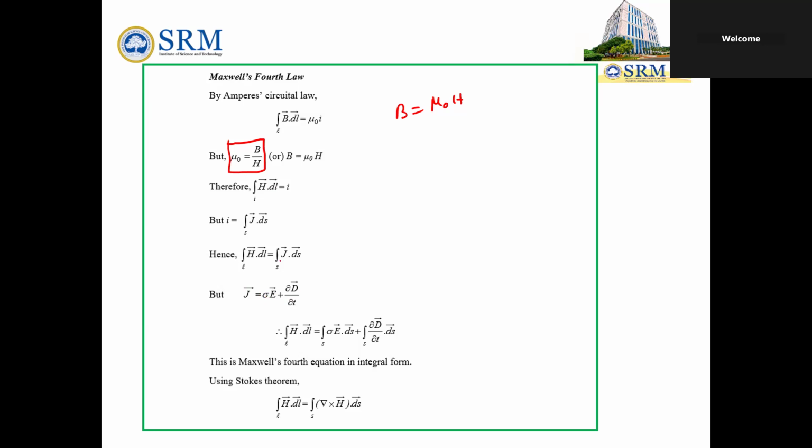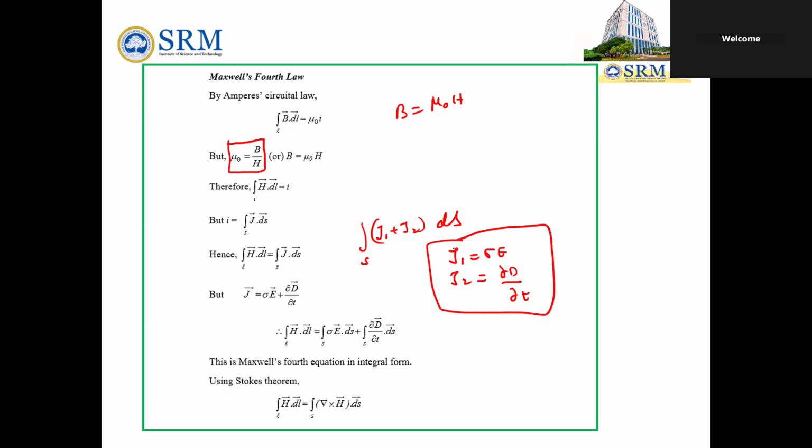Now we substitute this value in this equation: the line integral of H dot dl is equal to the integral of sigma E dot ds plus dou D by dou t dot ds. Generally this is J1 plus J2 dot ds, where J1 is equal to sigma E and J2 is equal to dou D by dou t, as derived in the previous session, where we discussed the conduction current density and the displacement current density. This is the integral form of the Maxwell fourth equation.